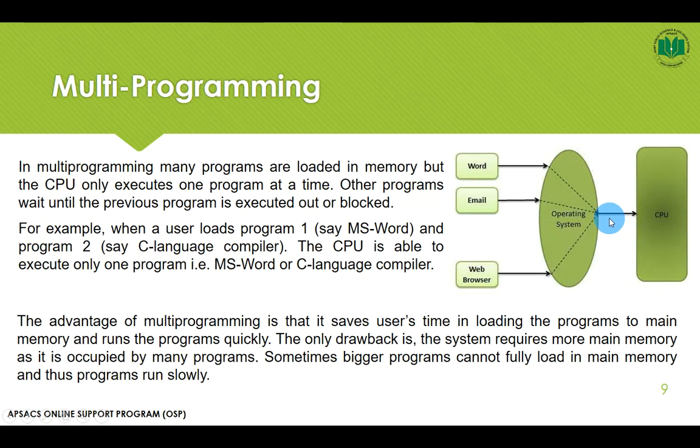We never notice that these executions are done turn by turn. For example, when the user loads program 1, we may say MS Word, and program 2, we may say C language compiler. The CPU is able to execute only one program at a time, for example MS Word or C language compiler. Both cannot be run simultaneously, only one.